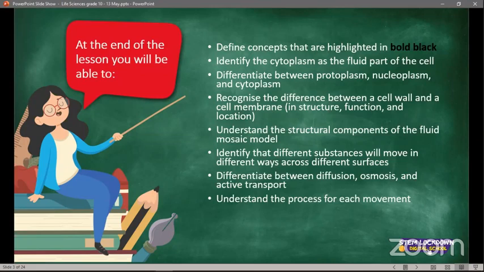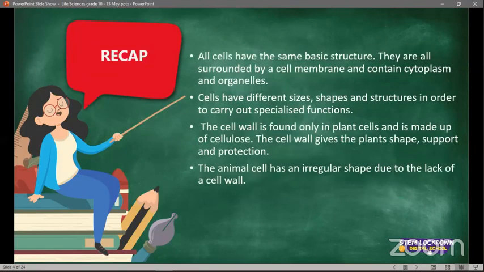And I want you to understand the structural component of the fluid mosaic model, that different substances will move in different ways, to differentiate between diffusion, osmosis, and active transport, and to understand the process for each movement. That is what I want you to be able to do at the end of this lesson. Those are our objectives.